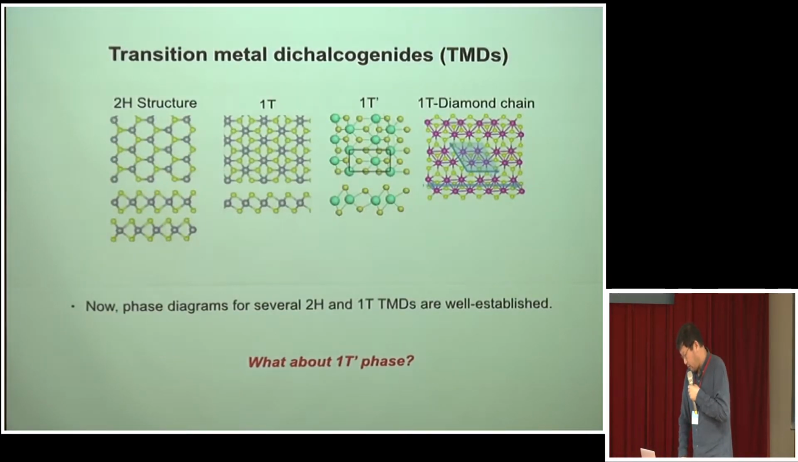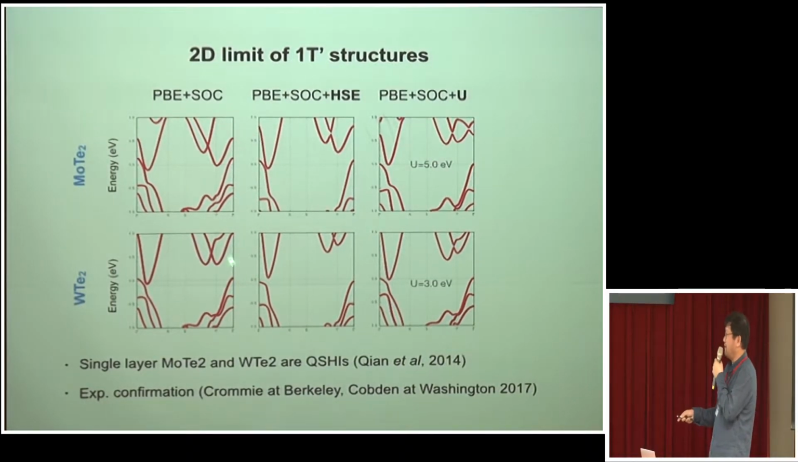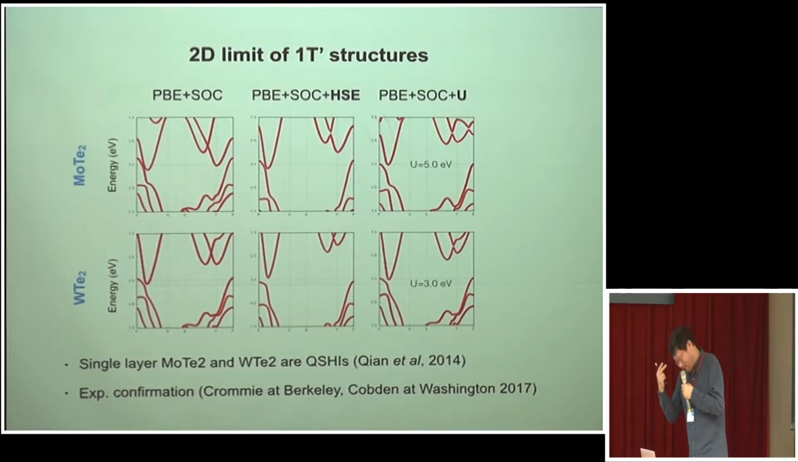Now we are exploring the possible phase diagram for the 1T prime phase. The 1T prime phase is interesting because it is said to be a quantum spin Hall insulator without doping. There is a band inversion happening nearby, somewhere around here and here. Tungsten ditelluride has a gap of 800 millivolts or so. So you have a band inversion and a quantum spin Hall insulator state. It was already confirmed by Michael Crommie and David Cobden last year.